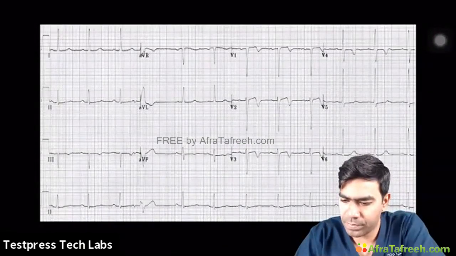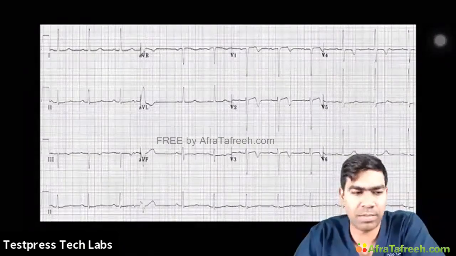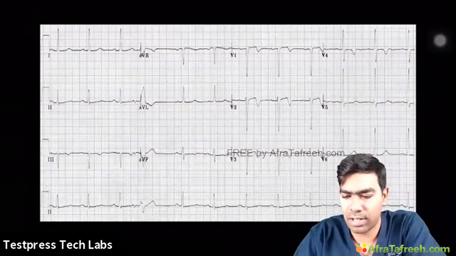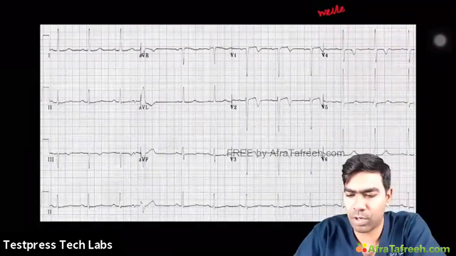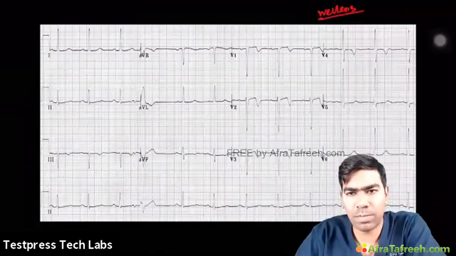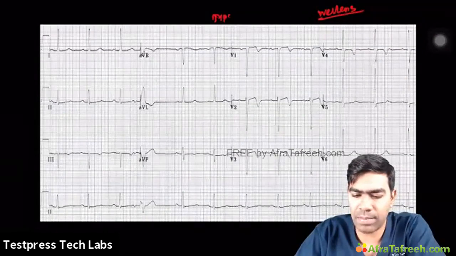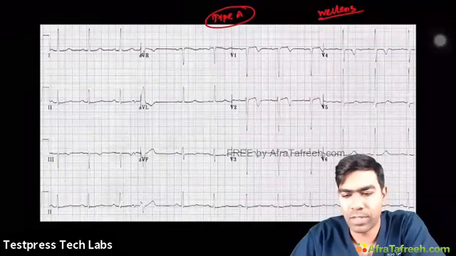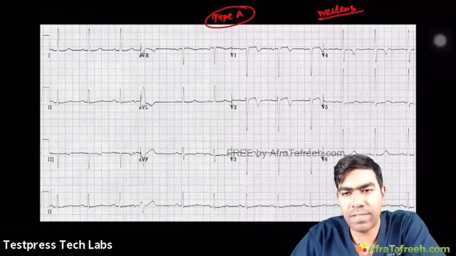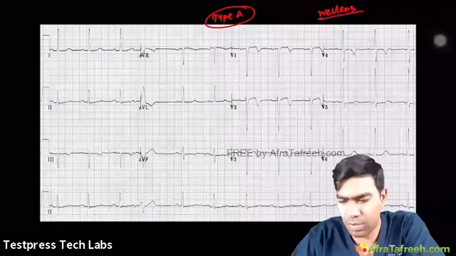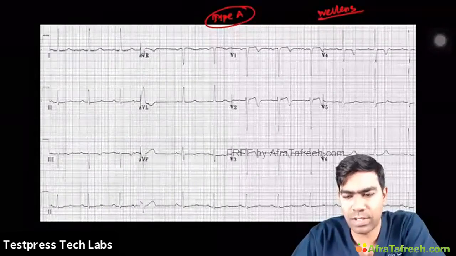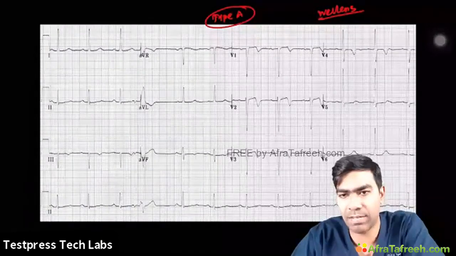And this is also very important. This is something which I have not discussed yet. This is something called a Wellens phenotype or Wellens syndrome. So there are two types of Wellens syndrome. This is basically a type A Wellens syndrome, this particular ECG. Type A Wellens is a biphasic pattern that you will see in V1 to V4, predominantly in V1 to V4. That's a biphasic T wave pattern.